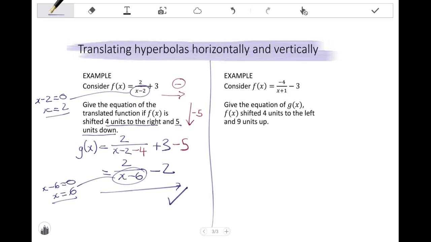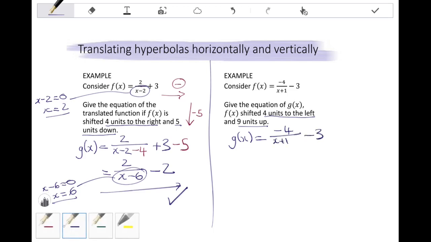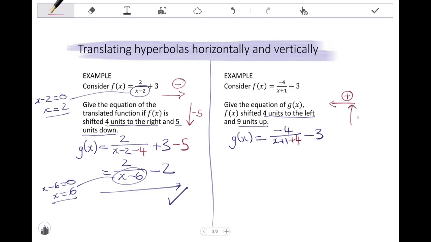Second example. Consider f of x equals negative 4 over x plus 1 minus 3. Give the equation of g of x, f of x shifted 4 units to the left and 9 units up. So my new graph is g of x. I'm going to write the original f of x, and then I'm going to add and subtract as needed. It says 4 units to the left. When I shift left, I'm going to add to x in the denominator, so I'm going to add 4 units. If I'm shifting 9 units up, when I go up, I add those units to q.